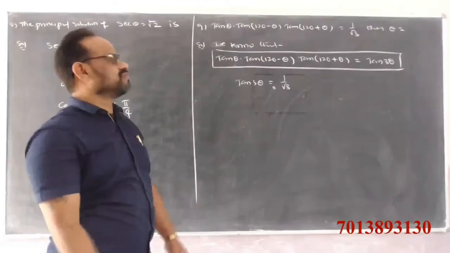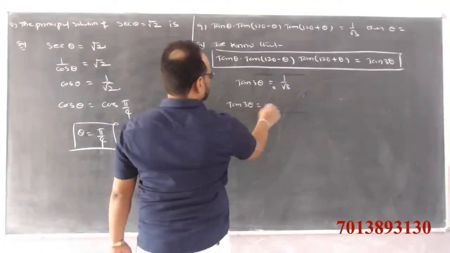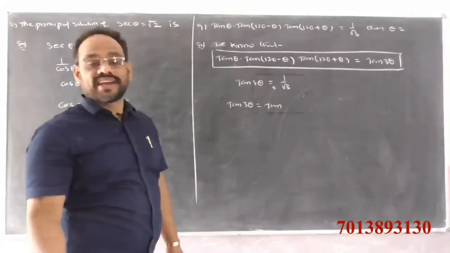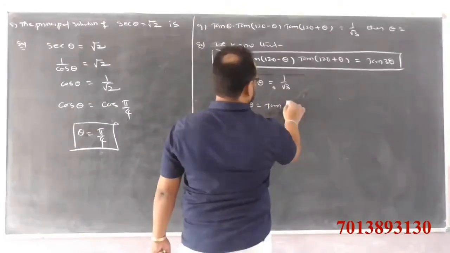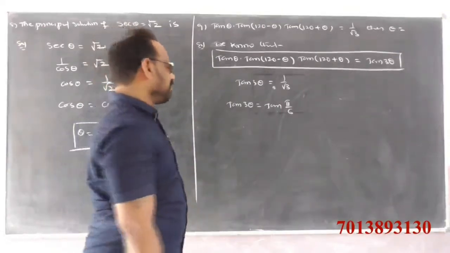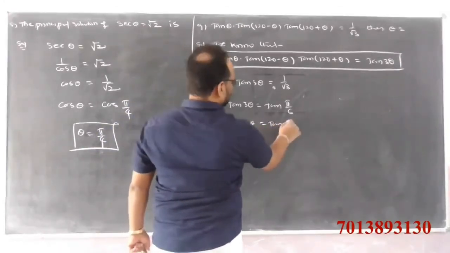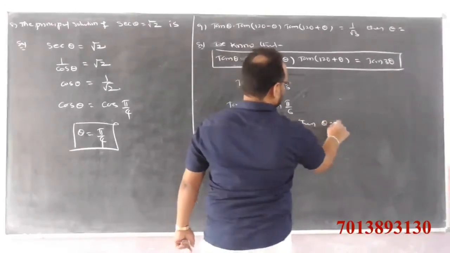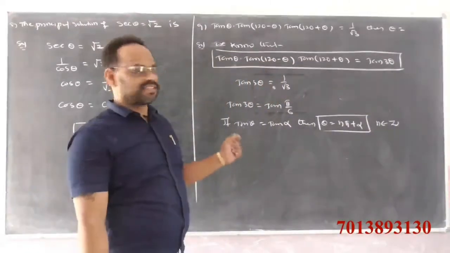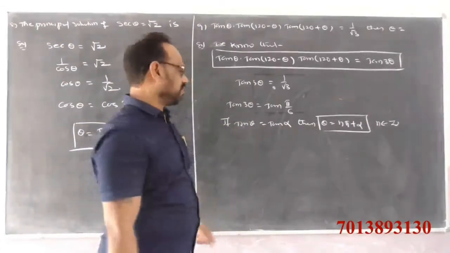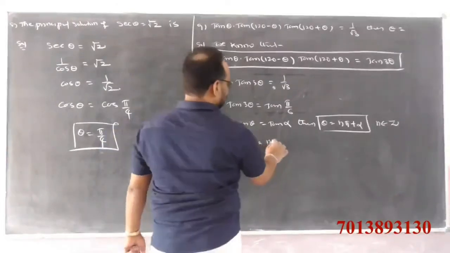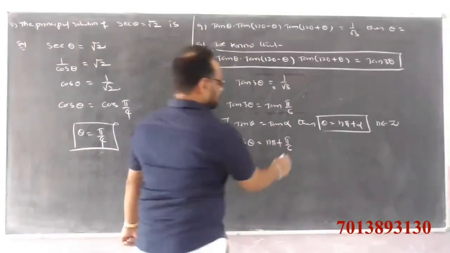We want theta. What is the general solution of theta? Tan 3 theta is equal to 1 by root 3, which can be expressed in terms of tan. Tan 30 is 1 by root 3, so this can be expressed as tan pi by 6. If tan theta is equal to tan alpha, then theta is equal to n pi plus alpha. We already know that is the general solution of tan x is equal to k. So 3 theta is equal to n pi plus alpha, where alpha is pi by 6.